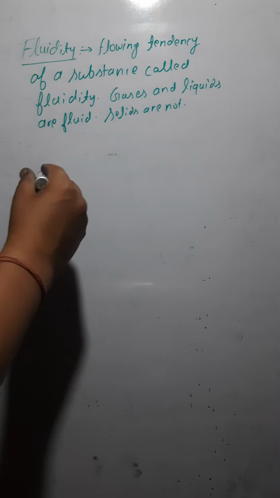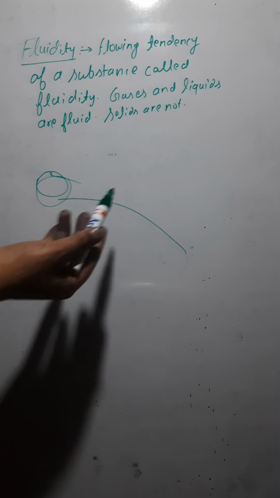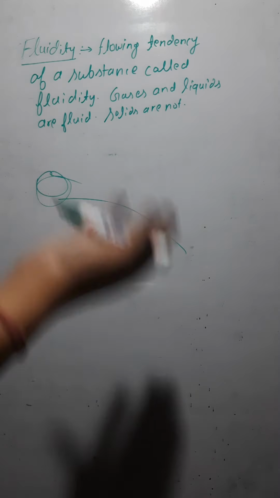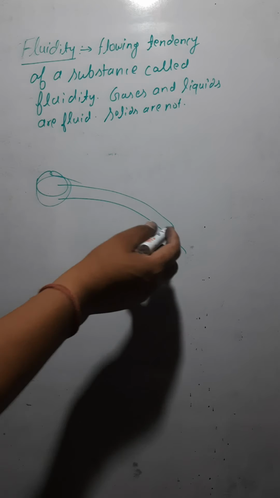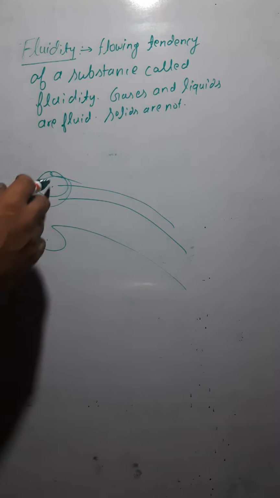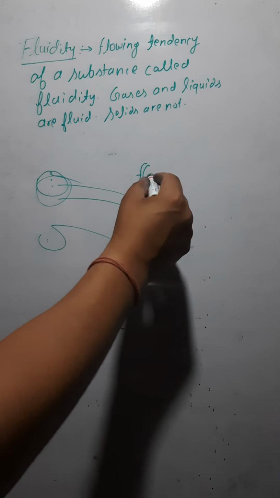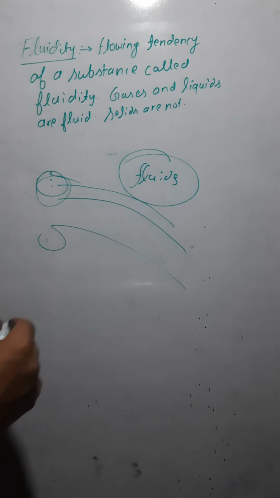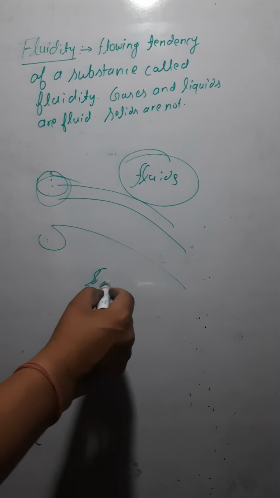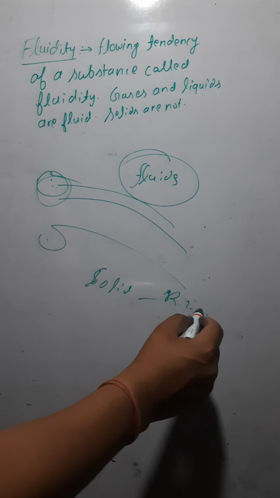Let's say you have some water here. This water can flow because it can change its shape. It is not rigid. That is why the water can flow. Similarly, the gas also can flow. So liquids and gases are fluids. We call them fluids. They are not rigid, whereas solids are not fluids. Solids are rigid.